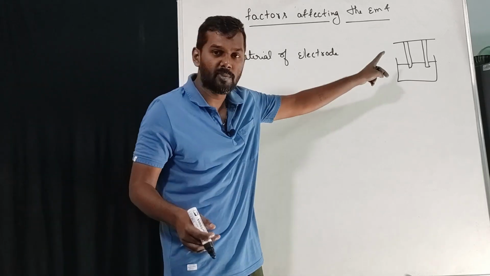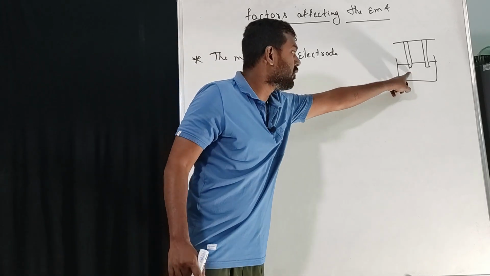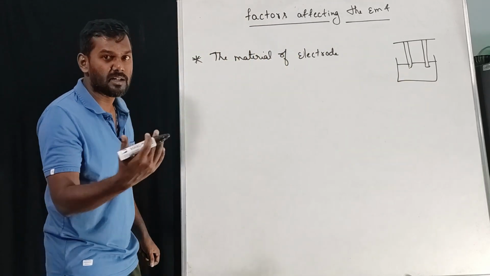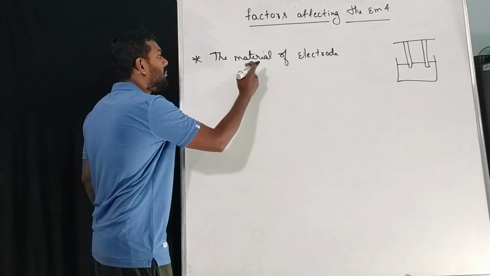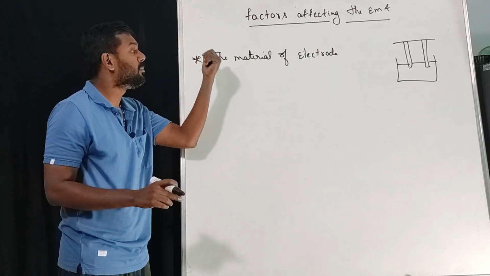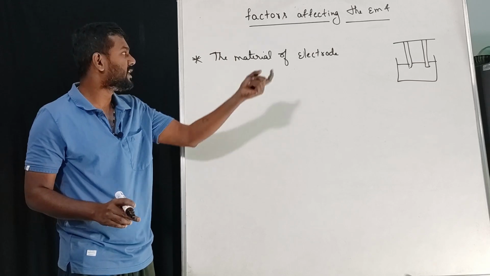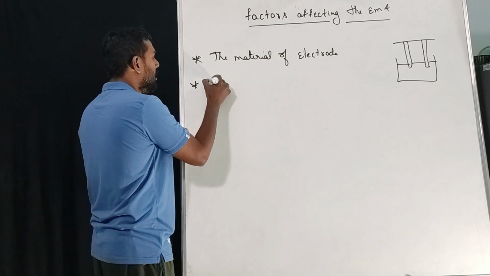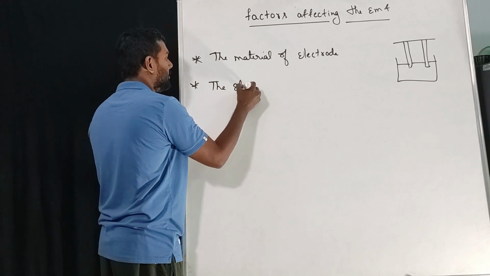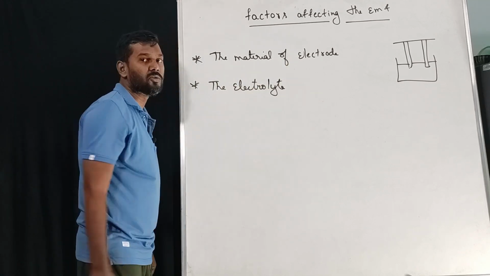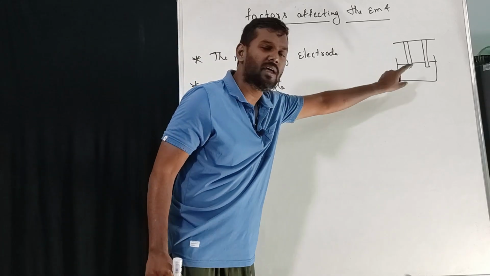In a small cell there will be electrolyte, and electrolyte means the liquid, and electrodes, which means the metals. So EMF will also depend upon what metal or material we are using as the electrode. This is the first factor. Then the electrolyte, what electrolyte we are using. Electrolyte is nothing but the liquid.